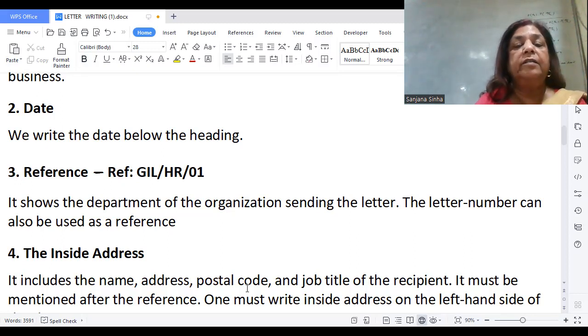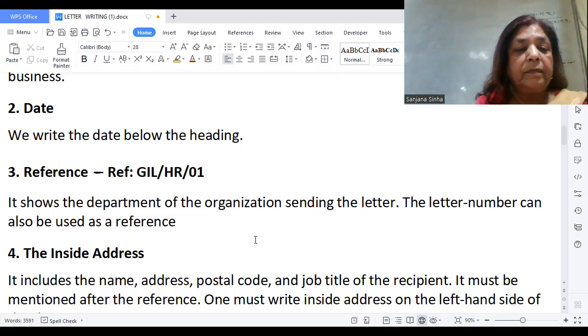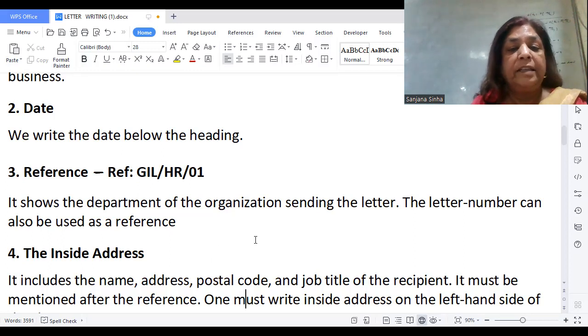You are writing a letter from which department? And then the number of letters. So the initial of the company, the initial of the department, and the number of letters written. With the first letter, 01. If it is the seventh letter, 07. So this will make up your reference. Like I said, it shows the department of the organization sending the letter. The letter number can also be used as a reference.